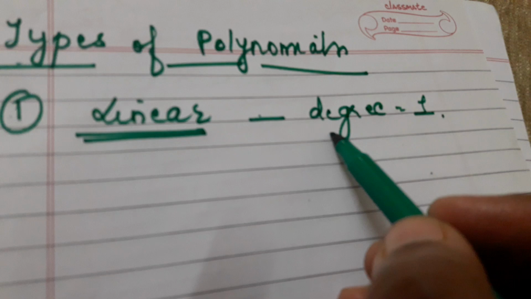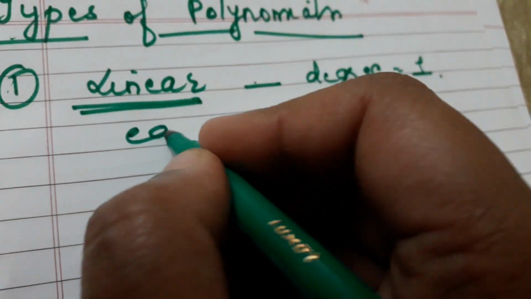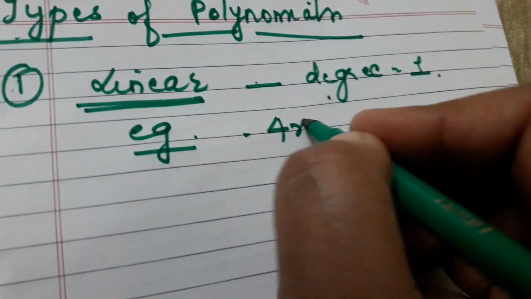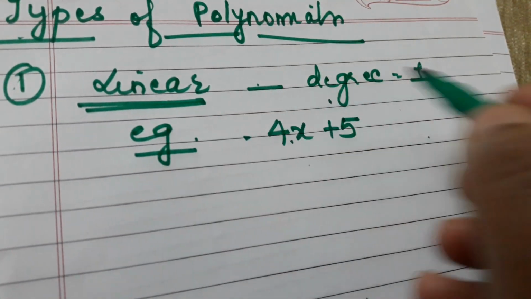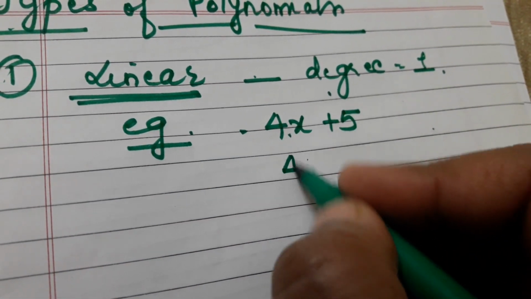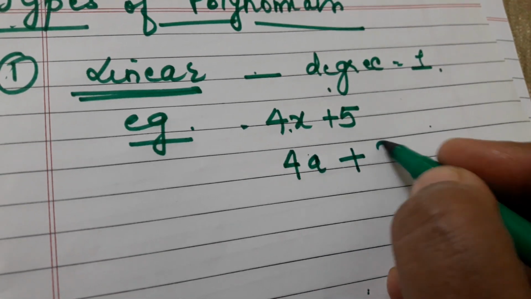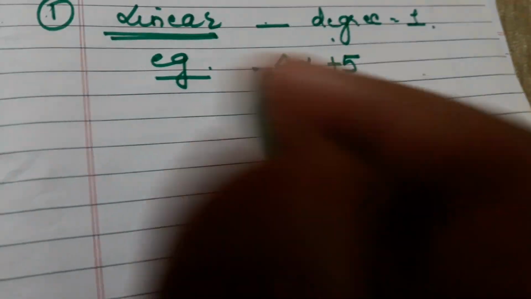You all know what is degree. Degree means the highest power of the given polynomial. That means if I write examples, it will be 4x plus 5, x to the power of 1. So therefore degree will be 1 and therefore it is a linear polynomial. 4a plus 2. Again the degree is 1, hence it is a linear polynomial.